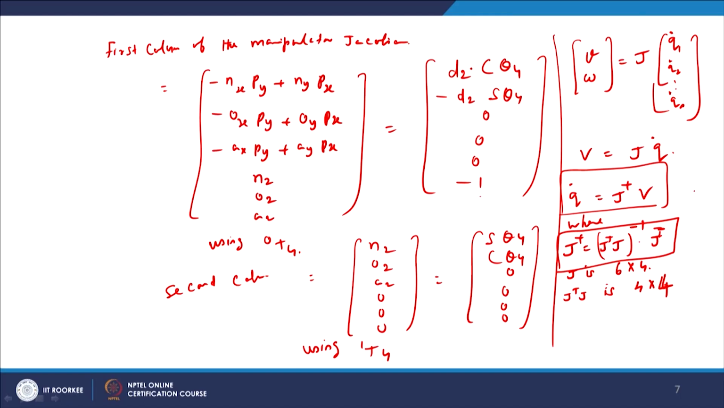Similarly, by generating the ARM matrix and making use of the formula as described in this lecture, we can calculate the manipulator Jacobian for various types of manipulators.